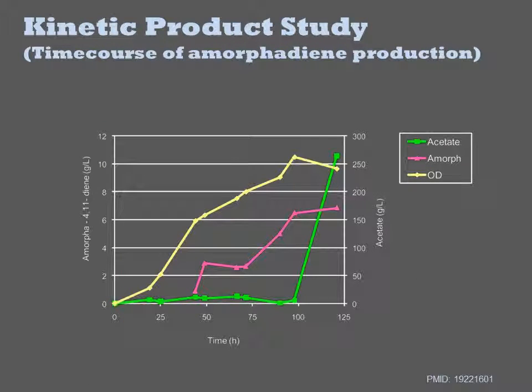In other related experiments, they perform time courses. Here they are following a culture of amorphadiene-producing cells in a bioreactor over time and quantifying the optical density, the amount of amorphadiene, and the amount of acetate at different times.